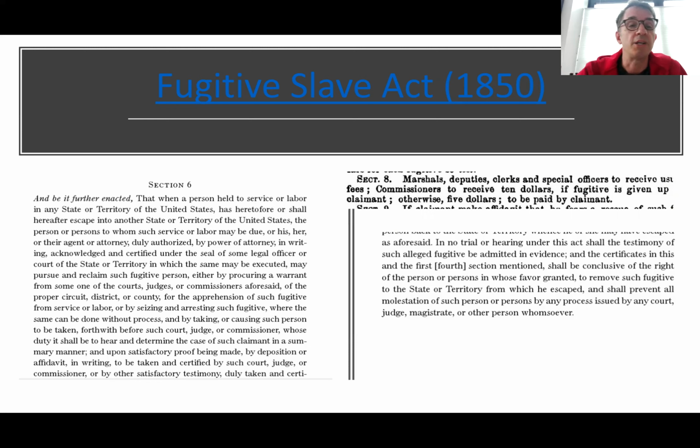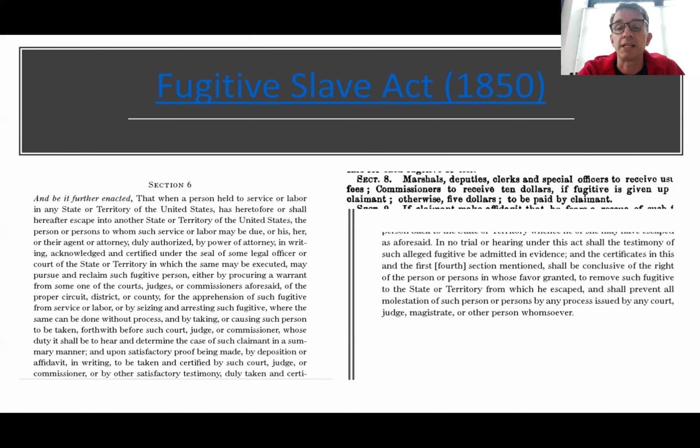This is from 1850. If you read it, beginning of Section 6 is essentially the same language as the Constitution. The two things I really want to call attention to are this: in no trial or hearing under this act shall the testimony of such an alleged fugitive be admitted in evidence. That is, the person who has been charged with being a so-called fugitive slave cannot speak up in court to defend themselves. So whether they are free in actuality, whether they are enslaved and are liberating themselves, if they are captured, they cannot speak up in their defense. They are obligated to remain silent during that trial.